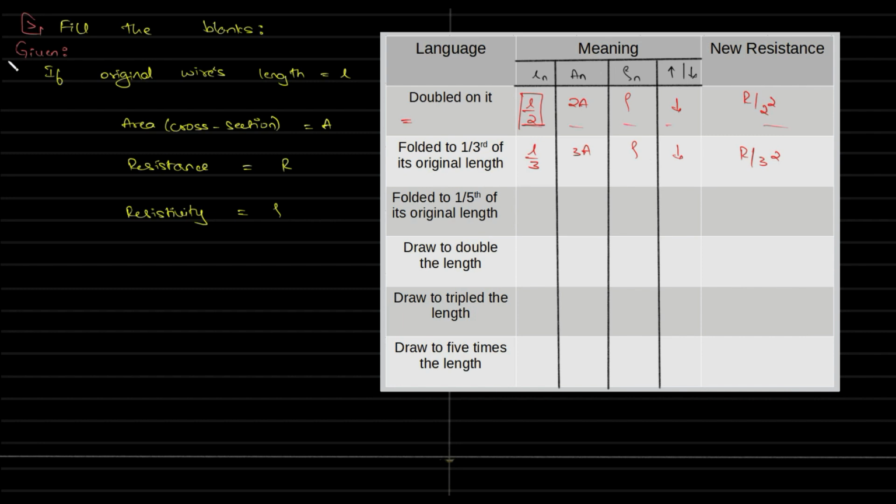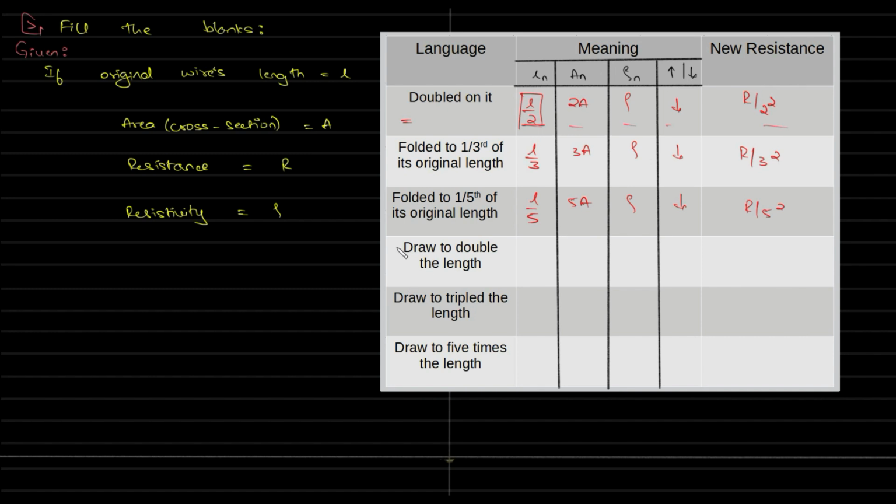So the fifth one, 1/5, is not a big surprise over here. It is just L by 5, 5A, right? Area of cross section will increase by 5 times. Resistivity will not change. Resistance will decrease by square of 5.